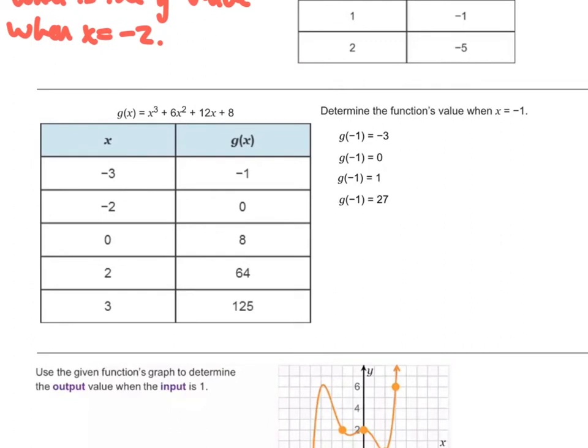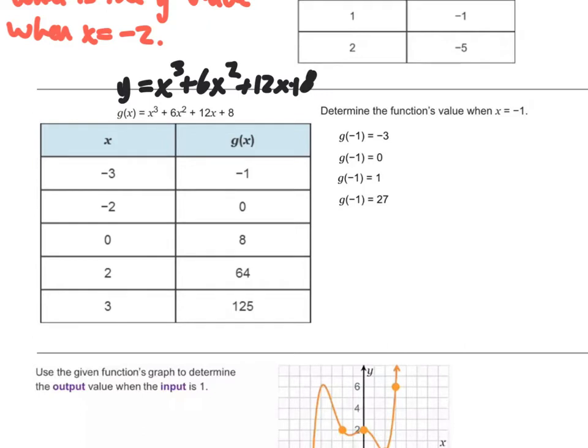Now what it wants us to do is, in this, you're given this function g of x. And guys, we need to realize that, even though we have named this function something else, g of x, this means the y value. So I'm going to rewrite this, just to know what we're talking about, as y equals x cubed plus 6x squared plus 12x, and then plus 8.